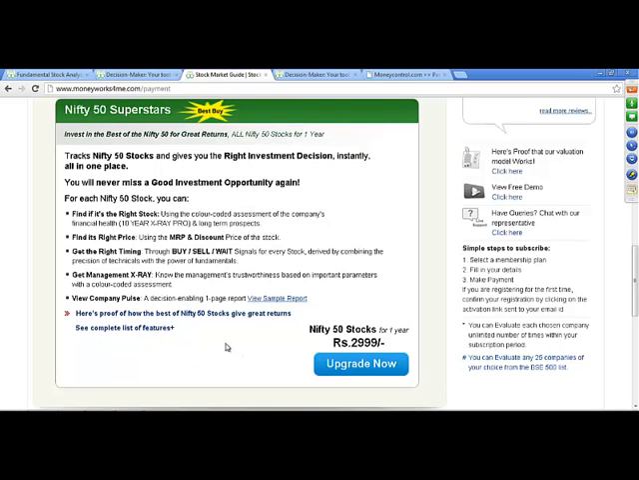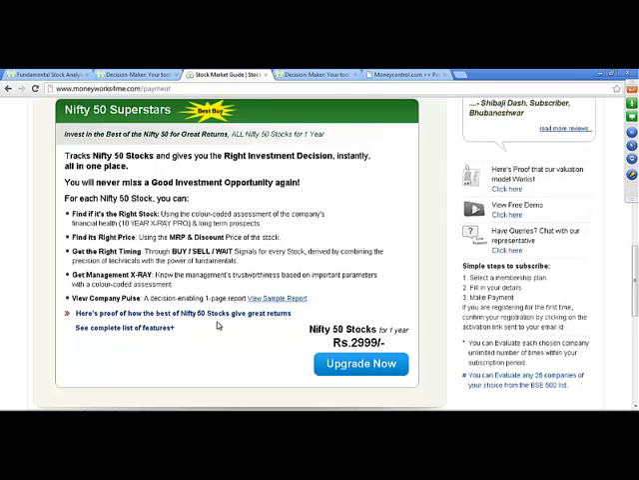Once you subscribe for this, you get access to the entire list of those 50 stocks. You keep on getting timing alerts whenever a timing signal is generated, so you don't have to do anything. The system will track all these Nifty 50 companies and inform you of any opportunity that arises within them, so you don't miss out on any great opportunity to buy these companies.